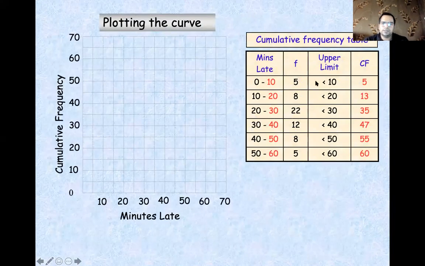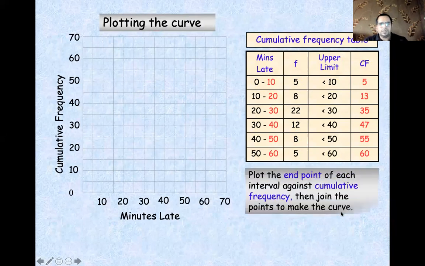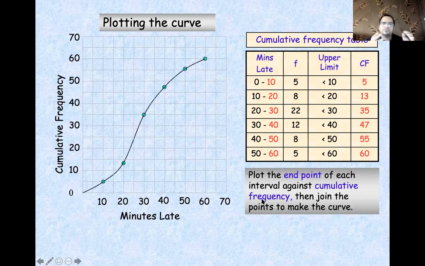So when you plot, this is the upper limit, and we will now take the cumulative frequency on the y-axis, as we can see here. Make sure you have a well-scaled graph. Now, the first coordinate you can see is 10, comma 5. Second is 20, comma 13, and 30, comma 35, 40, comma 47, 50, comma 55, and last is 60, comma 60. And then you're going to join this with a smooth curve, which is also referred to as an ogive curve, and now we can make use of this to estimate the median.